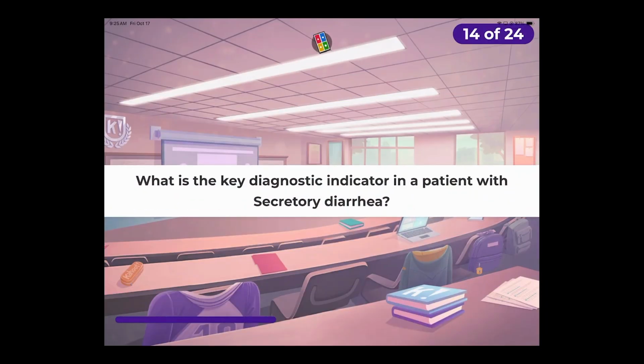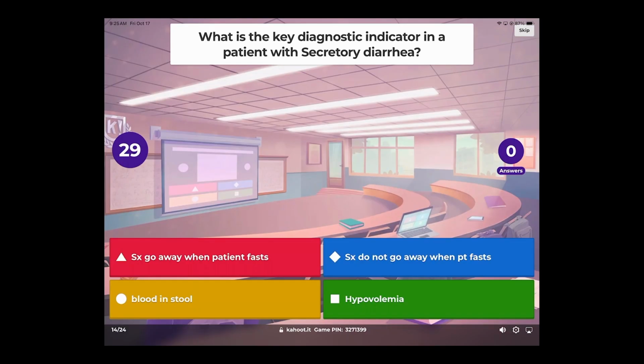What's the key diagnostic indicator in a patient who has secretory diarrhea? When it comes to the different types of diarrhea, make sure you understand the 4 different types, what causes them, what symptoms they had, especially between the osmotic and the secretory ones.